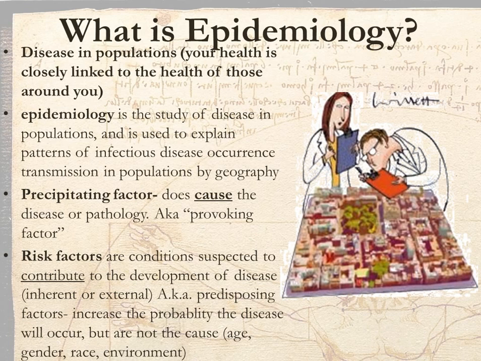So smoking could be a precipitating factor for what disease? Lung cancer. Yeah, it's the main precipitating factor for lung cancer. But it can also be a risk factor for things like high blood pressure or heart disease. So not everybody gets lung disease either, but risk factors are just things that increase your risk for the disease. Precipitating factors actually cause it, or the causing factors. I'll give you a couple examples coming up here.